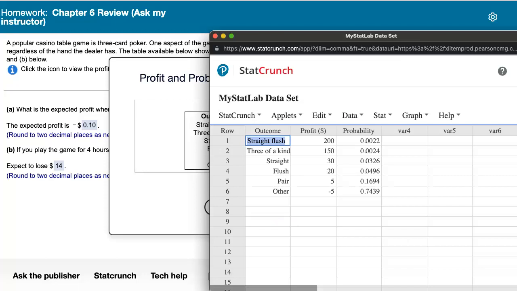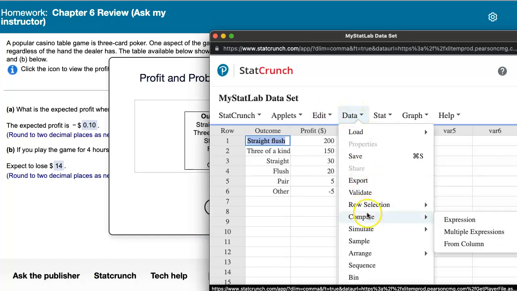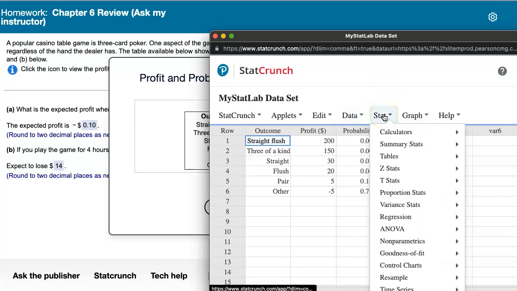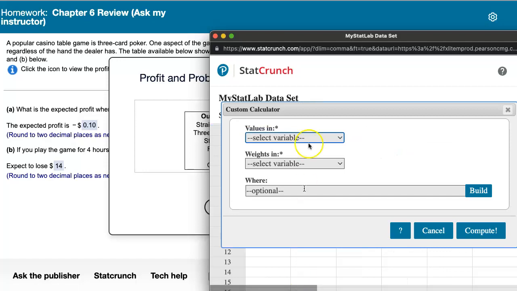There are a couple of ways I could go about doing this here in StatCrunch. In one of the previous videos I have posted in our Chapter 6 playlist, I discuss how you can go to Edit, Compute, and build an expression. But for this one, I want to show something a little bit different. We're going to go to Stat, Calculators, and Custom down here at the very bottom.